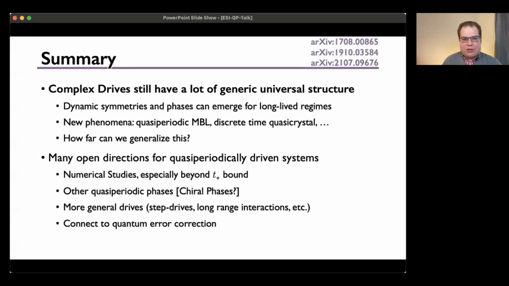interesting non-heating regimes? For quasi-periodic systems specifically, there are lots of open questions. There are questions about how to numerically simulate this, especially beyond the heating bound. We can imagine that if we add disorder and have some sort of quasi-periodic MBL, is that stable for all times? Do we know? How would it decay? There are other phases that have been discussed for Floquet systems, like chiral phases. Do generalizations to quasi-periodic drives exist? Can we have bounds with step drives, long-range interactions, and finally, can we connect these ideas of quasi-periodic topological phases to some sort of quantum error correction?